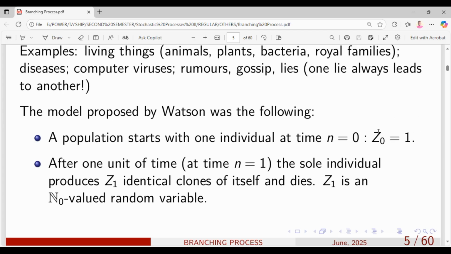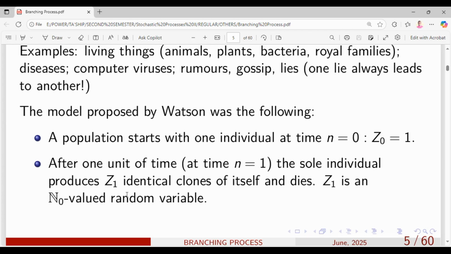So the Galton-Watson process says that the origin of the population that we are going to study over time is going to begin with just one species. So after 1 unit of life, at time n equal to 1, the sole individual produces Z1 identical clones of itself and dies. If you pick a human being, for instance, no human being has more than one life. Your life is just one. So once you produce an individual or you give birth, your lifetime will definitely end.